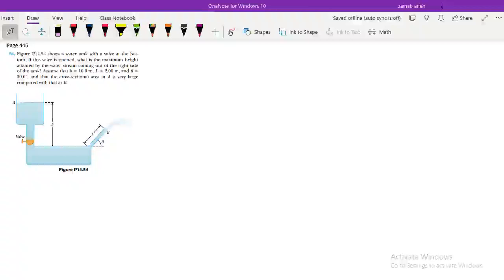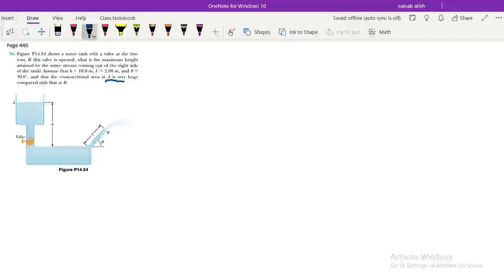So he gave us that A is very large compared with B. Remember that if I use this information with the continuity equation, this will lead to something very important, that is the speed at A is 0. Okay, the speed of water at point A is 0. Point A is at the water level of the tank. So remember, each time the question says that the area is very large compared to a hole, compared to a valve, compared to any other area, he means that the speed at the large area will be approximately 0. This is proved using the continuity equation.